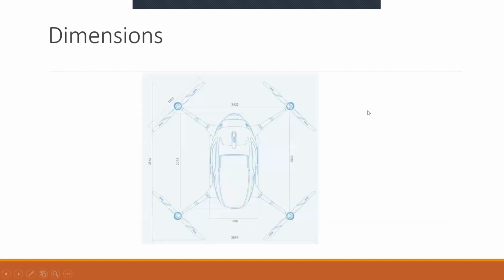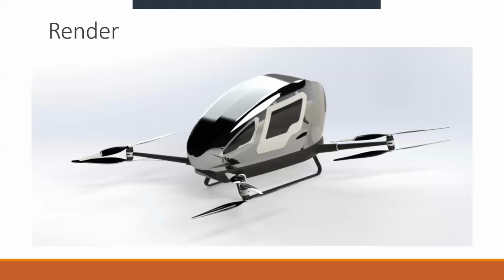I searched for the dimensions, but I couldn't find them; on the Ehang website, I got only this one picture. So the dimensions were only about the height, width, and length. The rest of the dimensions, I assumed. These are the rendering images.